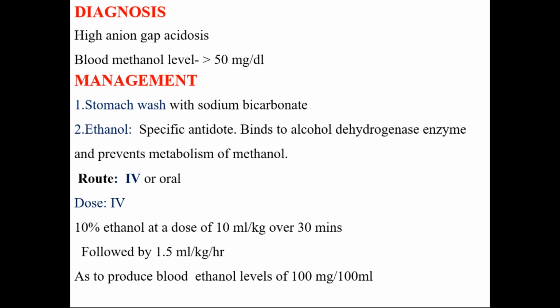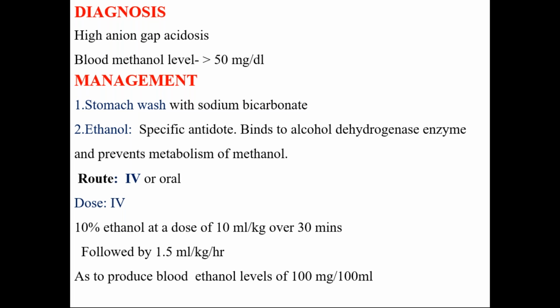We have seen in the previous slide, in the mechanism of action, that methanol is converted into formaldehyde and then formaldehyde is converted into formic acid. Methanol is converted into formaldehyde in the presence of alcohol dehydrogenase, and formaldehyde is converted into formic acid in the presence of aldehyde dehydrogenase or formaldehyde dehydrogenase. So ethanol will bind to alcohol dehydrogenase, preventing the conversion of methanol into formaldehyde.